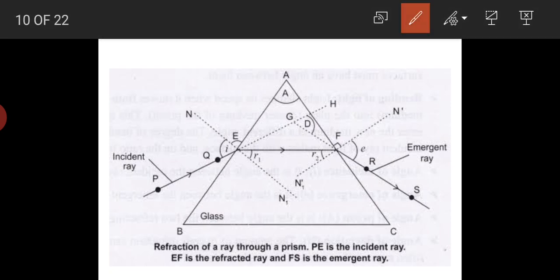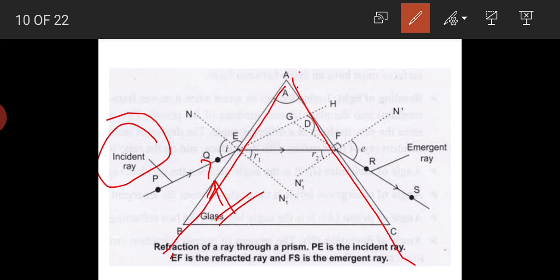In a prism there are two refracting surfaces. This is one refracting surface and this is another. I am calling this side AB and this side AC. The light ray which is incident on the first surface is called the incident ray, and if you draw a perpendicular to the side AB, it becomes the normal. The angle between the incident ray and the normal is called the angle of incidence, I.